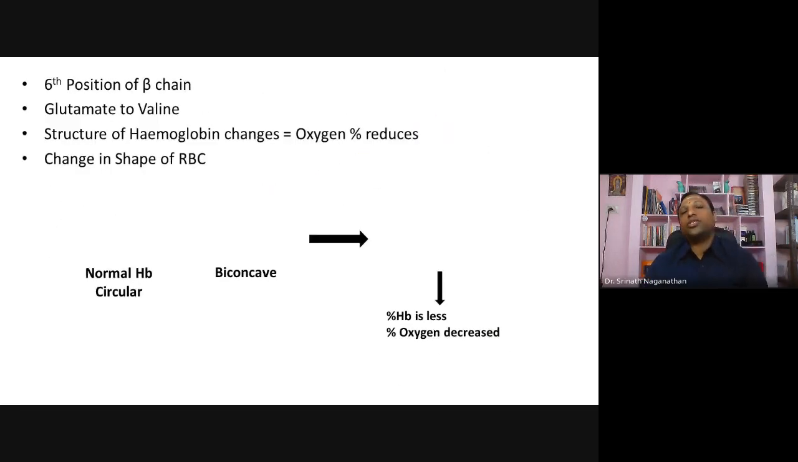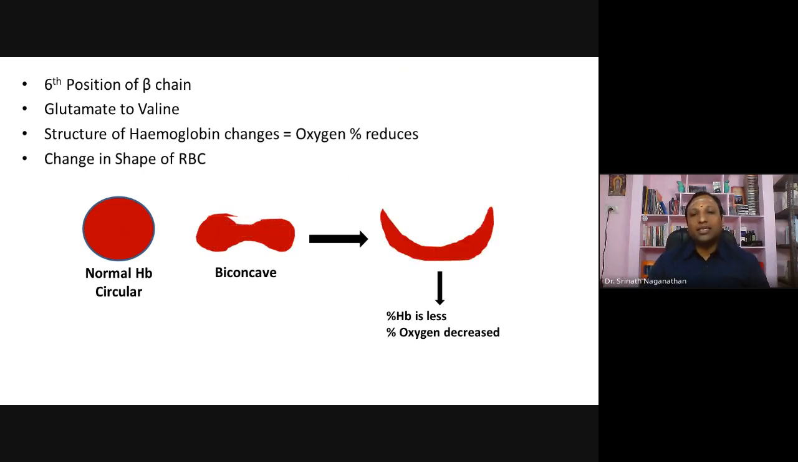So the sixth position of the beta chain is getting mutated. So glutamate to valine conversion is there. The structure of the hemoglobin changes, that is, the oxygen percentage reduces, and there is a change in the shape of RBC. The normal hemoglobin is circular, or sometimes it can be concave. But in this condition, it will become sickle shaped, that is, the percentage of hemoglobin is less and the percentage of oxygen is decreased.